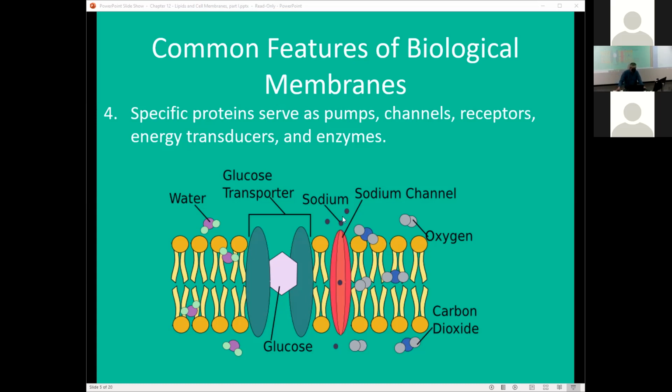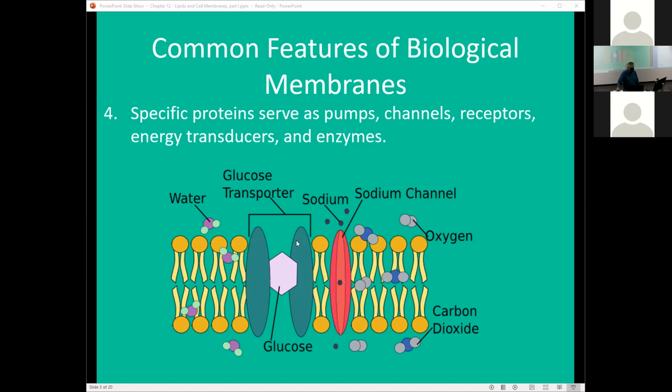One example here, so here's a sodium ion channel. Sodium ion channels are very specific just for sodium ions, so they'll only let sodium ions cross the phospholipid bilayer. Again, remember, a sodium ion can't diffuse by itself because it's an ion and it carries a charge.